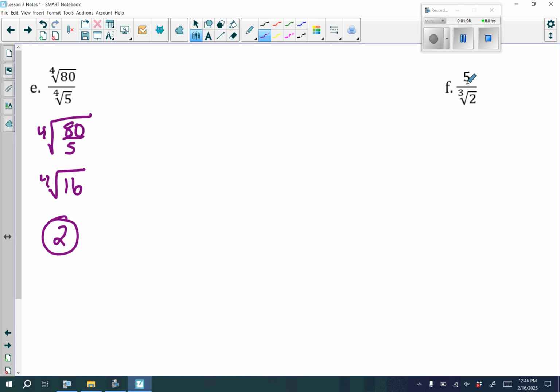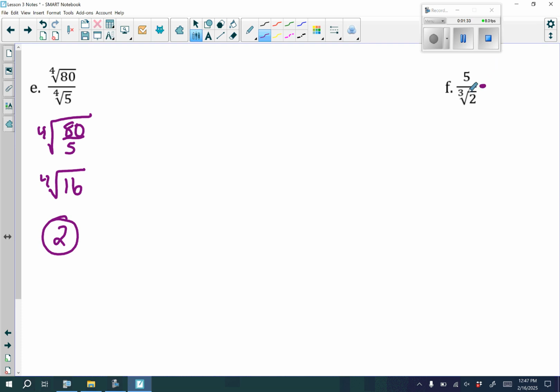Okay, let's look at f. We have 5 over the cube root of 2. Now notice 5 is not underneath the cube root of 2, so we can't really put it together like we did with e. Now, we actually did something similar when we had to rationalize the denominator in our quadratics unit and we had square roots. Remember, the whole goal is to try to get rid of this radical. Now, when we did it with square roots, we just looked at what was in the denominator and then multiplied the top and bottom by that.